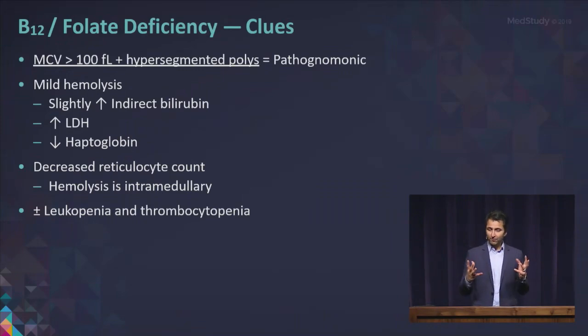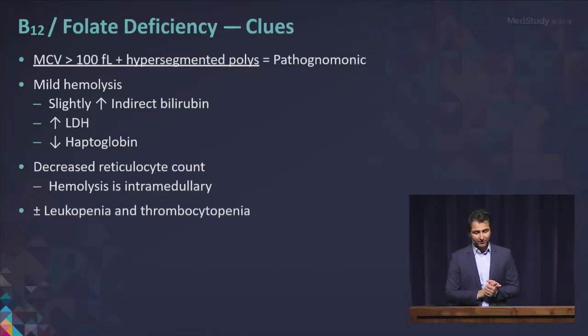Whether it's B12 or folate deficiency, you're going to have a very characteristic picture on your CBC and your blood smear. You're going to have an MCV greater than 100, and you're going to have hypersegmented polymorphonuclear neutrophils. That means more than 5 lobes in a neutrophil, and I'll show you a picture of that. That is the gold standard for diagnosing megaloblastic anemia.